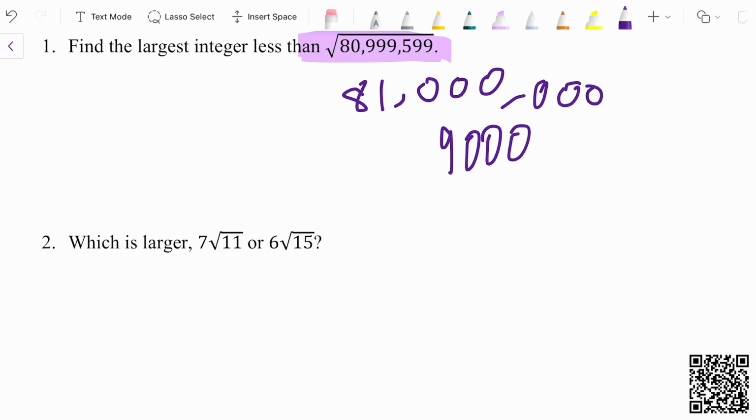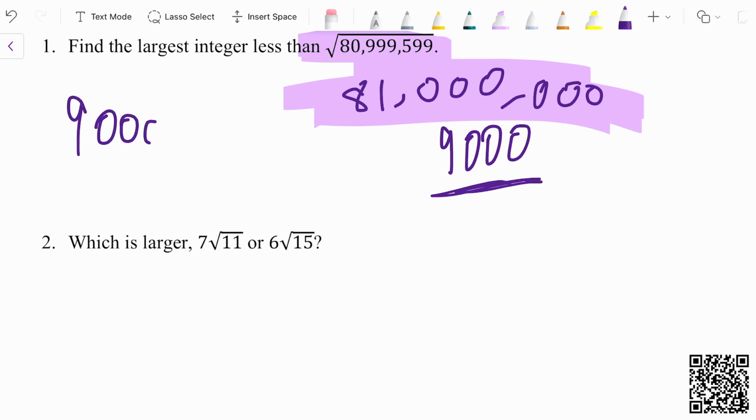So, taking that idea into mind, if 9,000 is the square root of 81,000,000, and this chunky number is only a little bit away from that, we can test if 8,999 is close or not, basically. So, taking that idea, if 8,999 is equivalent to 9,000 minus 1, we can write this as 8,999 squared, as 9,000 minus 1 squared.